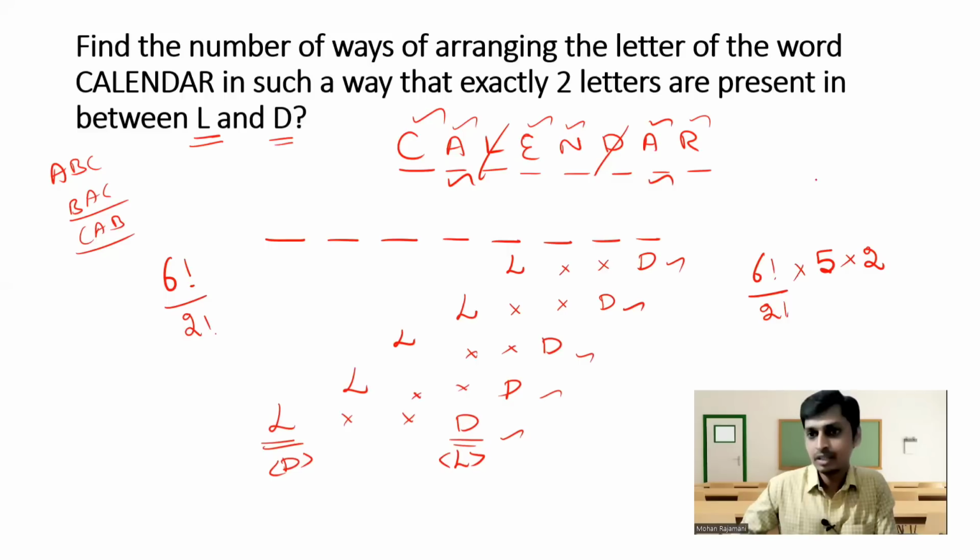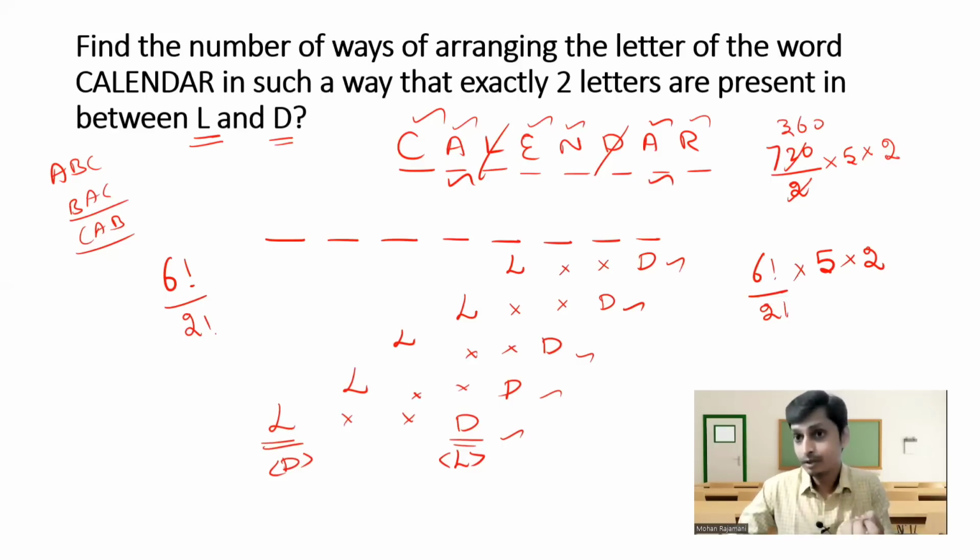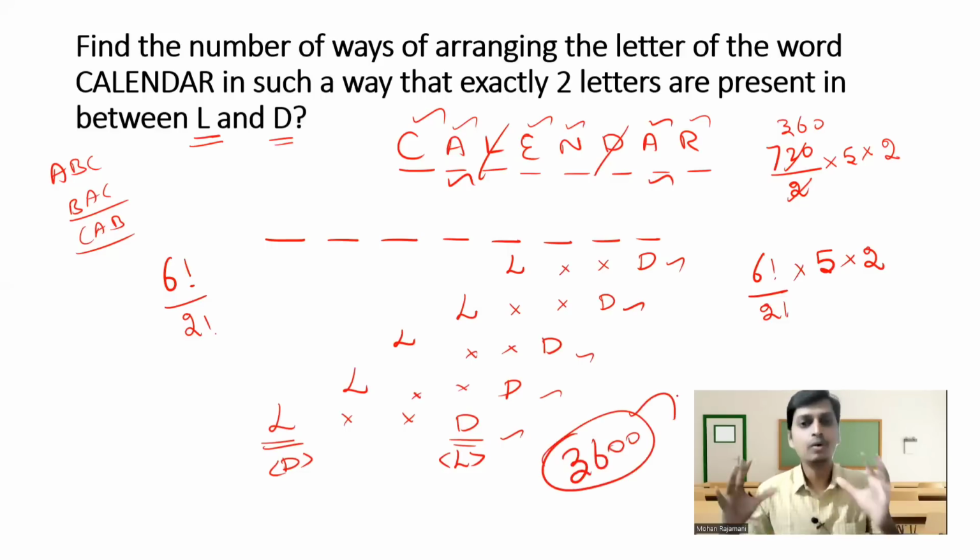So what is 6 factorial? 6 factorial is 720, and 2 factorial is 2, into 5 into 2. Now cancel this, so it is 360. So 5 into 2, 10. So 360 into 10, you get 3600. So the answer for this question is 3600. So in 3600 ways, you can arrange the letters of the word CALENDAR where you will have 2 letters between L and D. Hope you are clear.